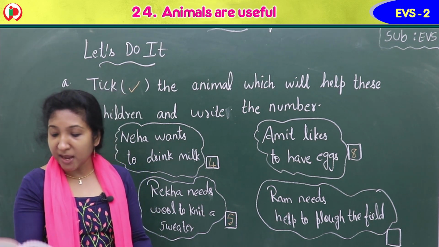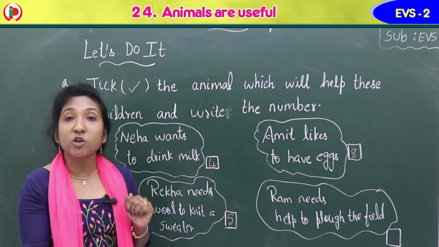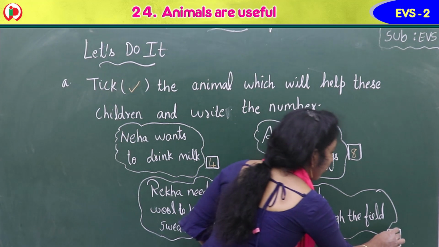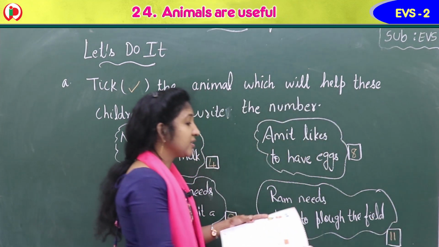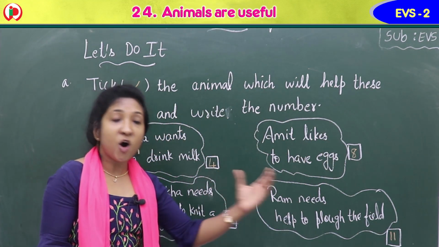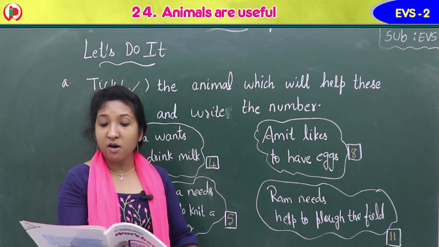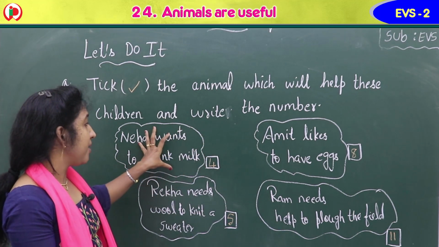Yes, 11th number. 11th number is the image of a ox. So 11, you can write 11 here. So that 11th number image. Ox help Ram to plough the field. Yes, so first one, Neha wants to drink milk.